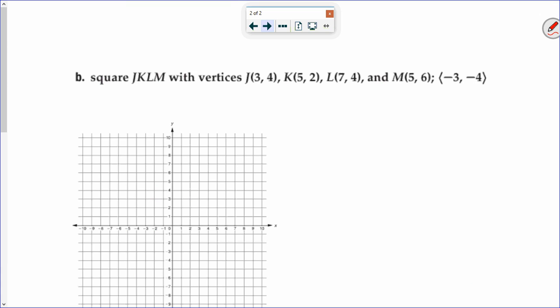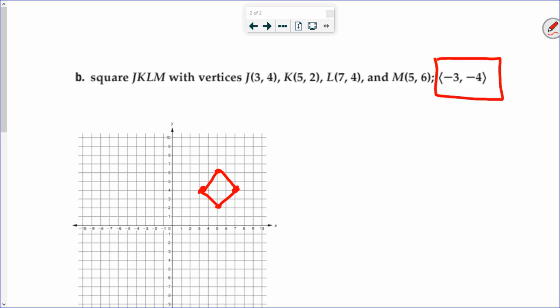You guys can practice this with square JKLN. J is at (3, 4), K is at (5, 2), L is at (7, 4), and N is at (5, 6). That's a square. It doesn't look very good; graphing is kind of tough here. But we want to move those points along the vector <-3, -4>.